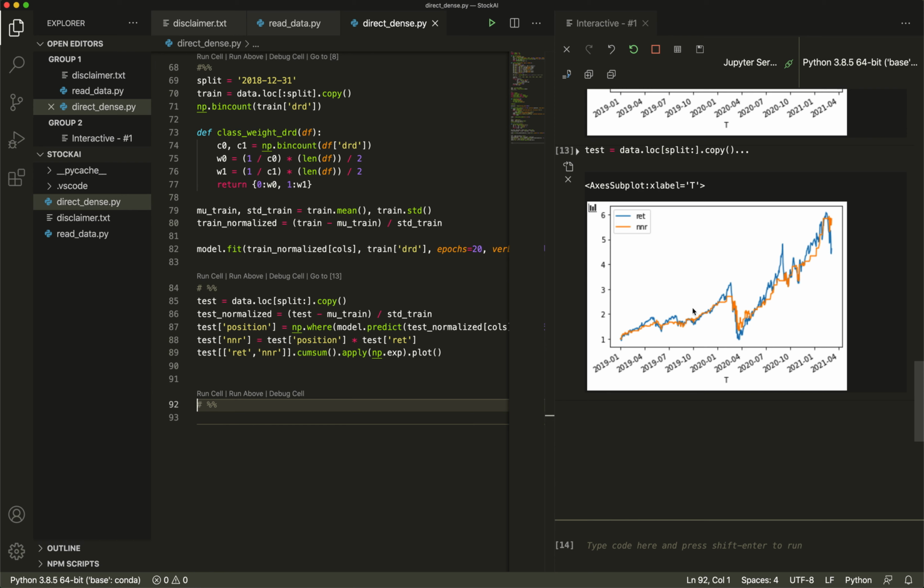So the orange curve NNR is the actively traded strategy, but this blue curve, this RET curve, is based upon the buy and hold strategy. It's worse than the actively traded strategy, but not by a huge margin. The NN strategy is over 5, but this one is over 4. It's not really a huge discrepancy.